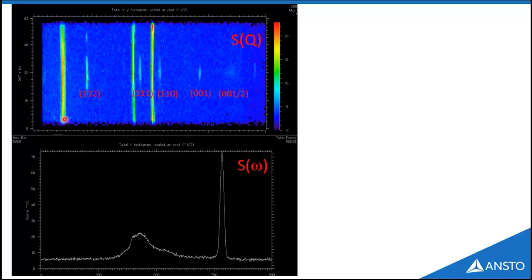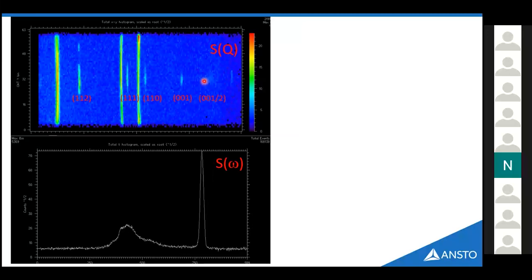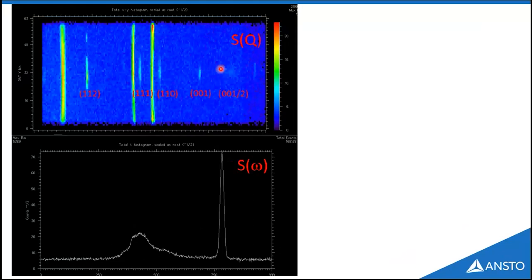And this is actually from the mounting of the single crystal. And you can see it's 112, 111, 110, 001, 00½. At the 00½, we see a very weak peak. Actually, this is a magnetic peak. It's kind of diffuse scattering at this temperature. And this gives us our S(Q), basically the diffraction pattern.